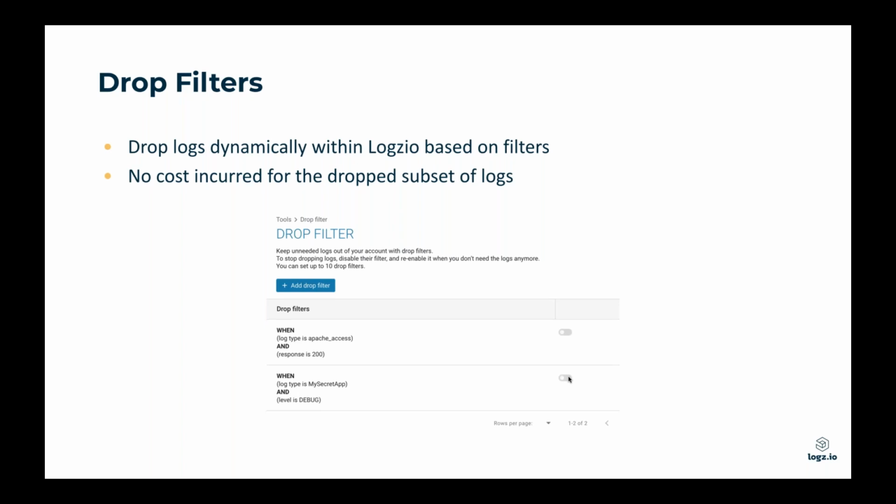Maybe this is coming from application logs. Maybe this is coming from a server infrastructure. As soon as you toggle that data, this drop filter back on, that data will be flowing within the account within Logz.io.